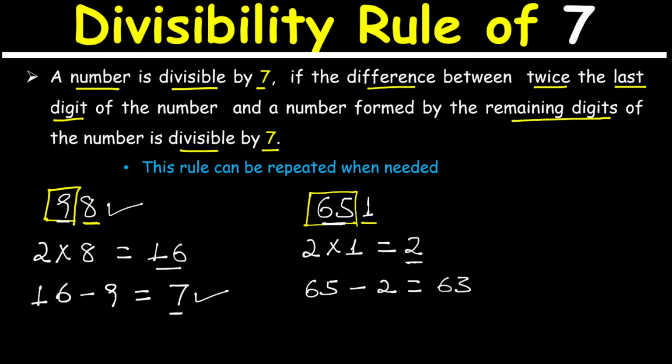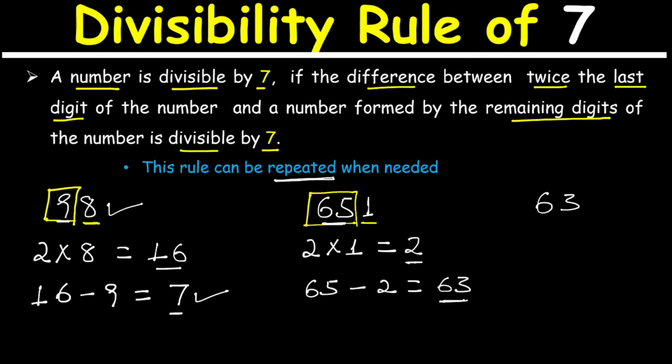Is 63 divisible by 7? If you don't know whether 63 is divisible by 7 or not, don't worry. You can repeat the same rule on 63. This is what's stated here: this rule can be repeated when needed. Okay, let's repeat the same rule on 63.